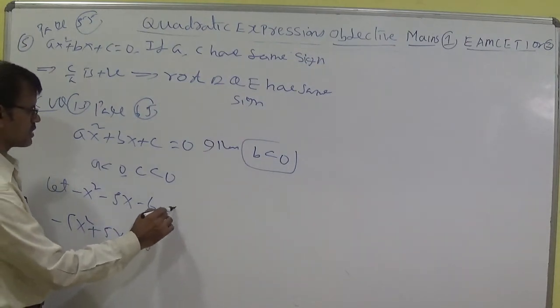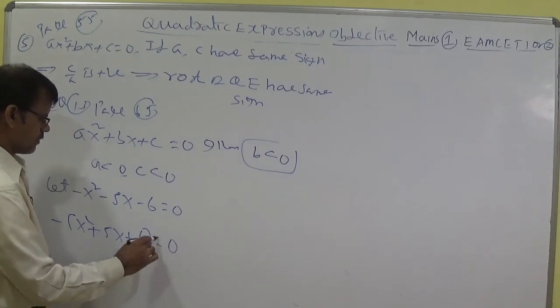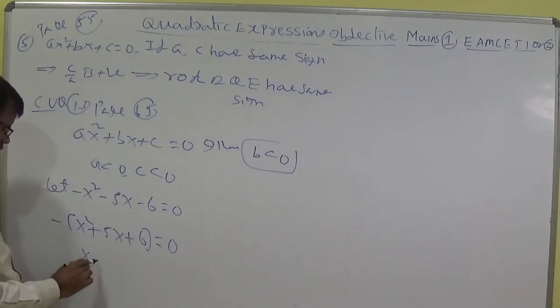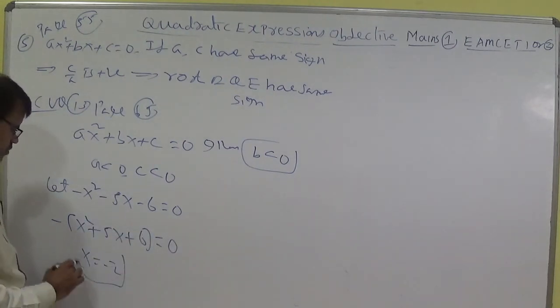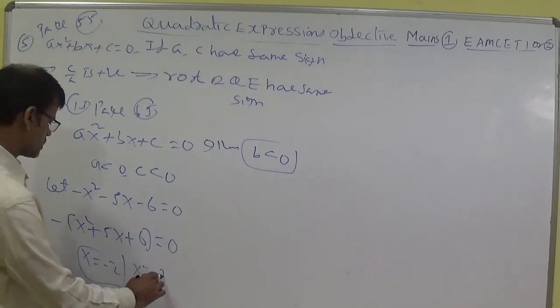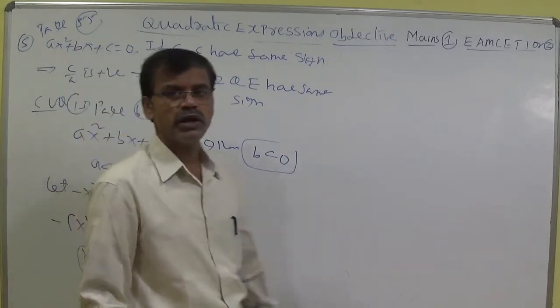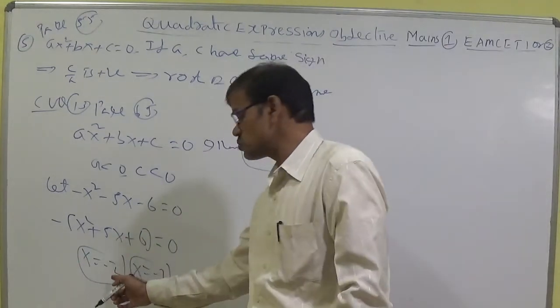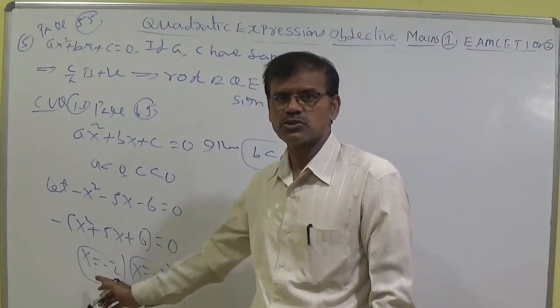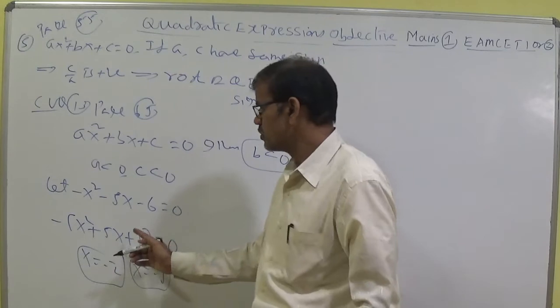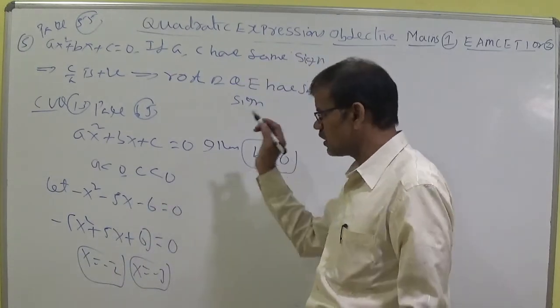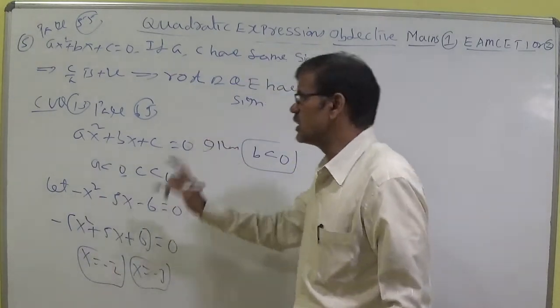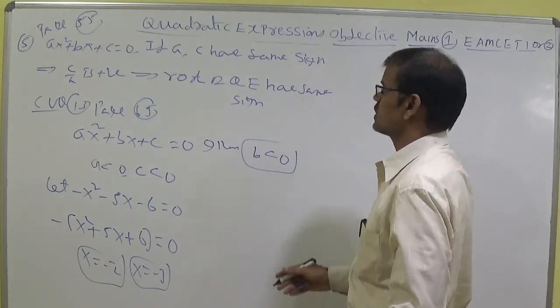For the equation, put it equal to 0, of course it becomes always positive. The roots are x equal to minus 2, x equal to minus 3. Minus 2 and minus 3 both are roots, and both are negative. That is why if b less than 0, then 100% a should be less than 0 and c should be less than 0. This is the concept.